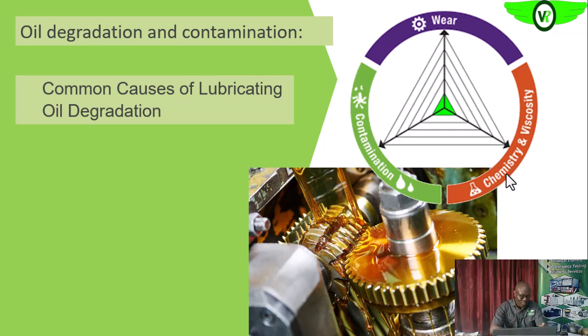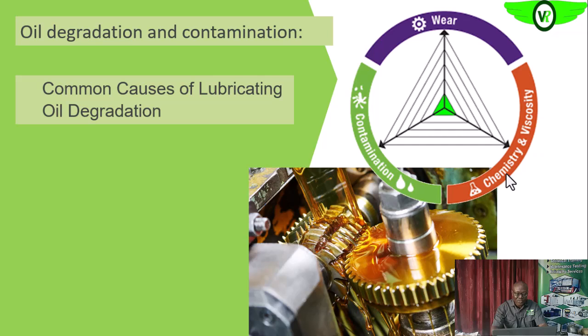Then contamination. The level of contamination of the oil will also tell us whether the oil is fit for use, or the wear of the equipment. We know that once we have contamination, that means something external is coming into the oil, which could be as a result of leakage. So if we have leaking seals, leaking gaskets, and what have you, the contamination level will give us an idea as to whether those parts of the equipment are functioning properly.